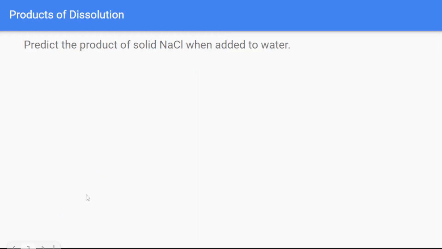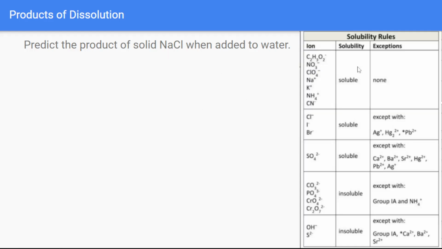When you have a solid ionic compound and you add it to water, sometimes it can be aqueous, but sometimes it won't dissolve at all. And so we can use our solubility rules to determine whether or not that'll be aqueous. So sodium chloride, we have to look at the ions that make up sodium chloride. And you can see on the chart we have ions in different sections, and then it'll state whether or not those ions are soluble in water. And then there would be exceptions.